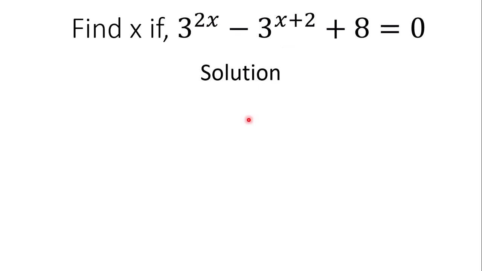Now let's bring this equation down here. 3 raised to the power 2x minus 3 raised to the power x plus 2 plus 8 is equal to 0. Well, to get the value of x from this equation, we are going to use the substitution approach.